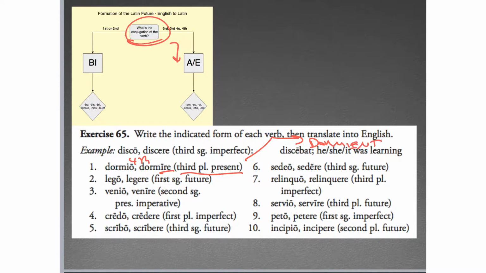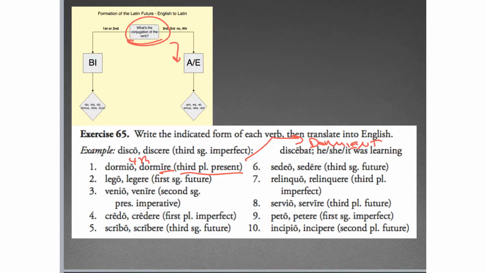dormient. One thing with the future, there is no change. Remember, the ent sound is something that the Romans were okay with. The reason in the present the I changes to a U is that the Romans did not like that int sound. They don't have that problem with the ent sound, so everything stays the same.